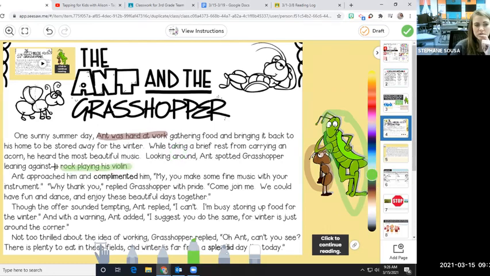Ooh, so he can play music. Grasshopper is leaning against a rock and playing violin. Seems like a good thing. Let's see if it is. Ant approached him and complimented him. Oh, Ant is so kind. He gives compliments to people.